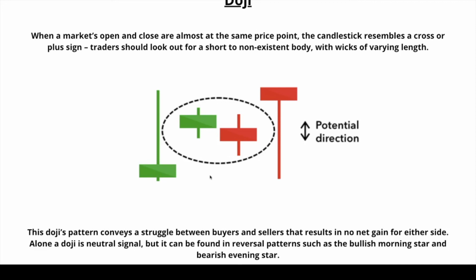So a doji, where buyers and sellers are pretty much equal, would look more like a plus sign or something like this, where one slightly has the upper hand above the other, but not enough to make a big significant difference. And like the definition says, you mostly find dojis in reversal patterns or along with other bullish or bearish indicators, such as the bullish morning star or the bearish evening star. Now let's move on to the next one.